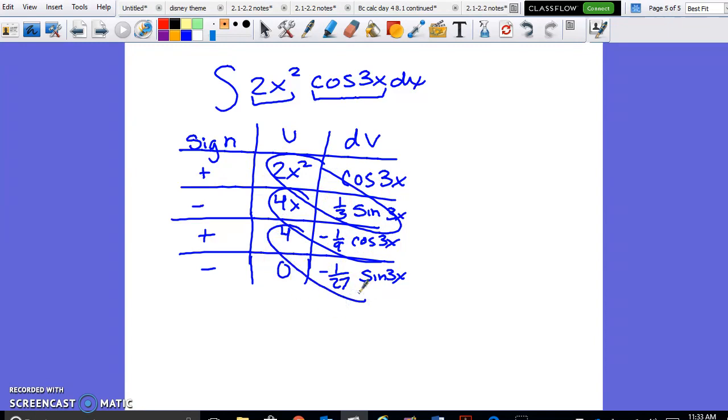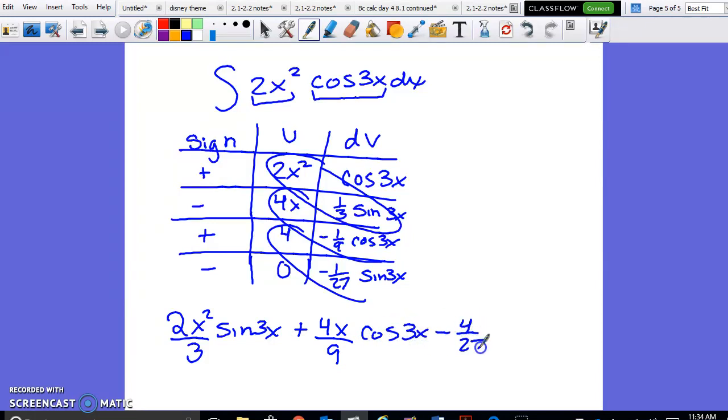Just crisscross. So I do positive 2x squared cosine 3x. Oh crap, I put the wrong pieces together. Try that. So 2x squared times 1/3 sine 3x. And minus 4x times negative 1/9. So it's going to make this positive. And then subtract 4/27 sine 3x plus c. That does not look fun.